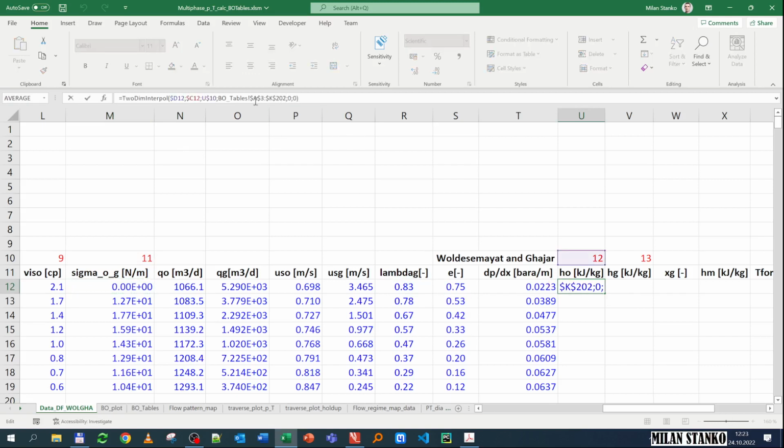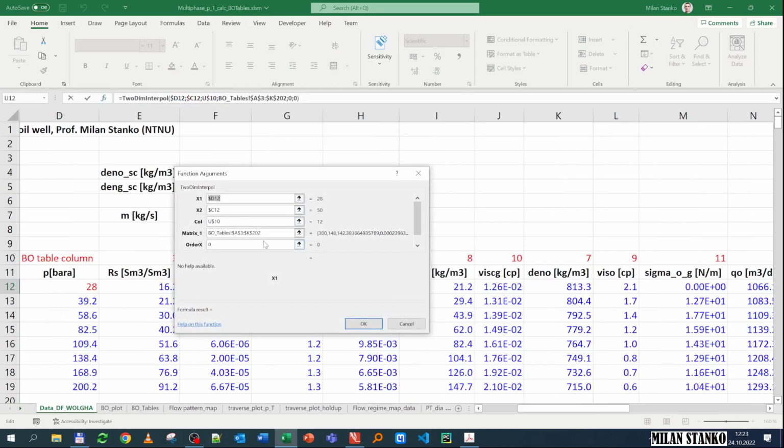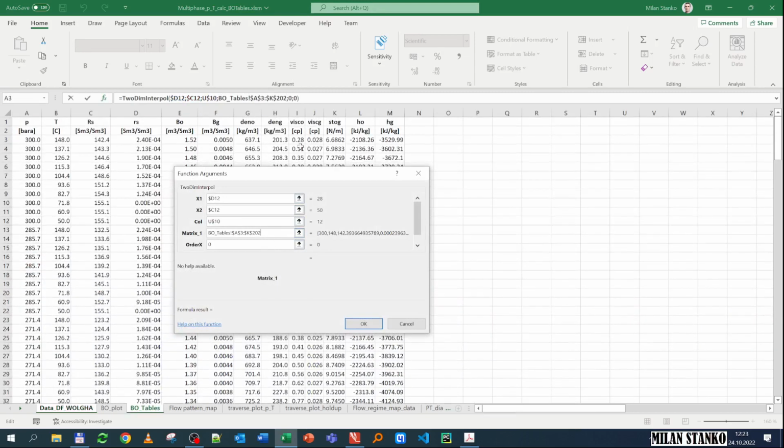Maybe we can simply copy like that. And it's using that column. And we want actually the table here is not all the way until K, but it should be all the way until M. So here we should change to M because enthalpy is actually in M. Okay, but all the rest should remain the same.